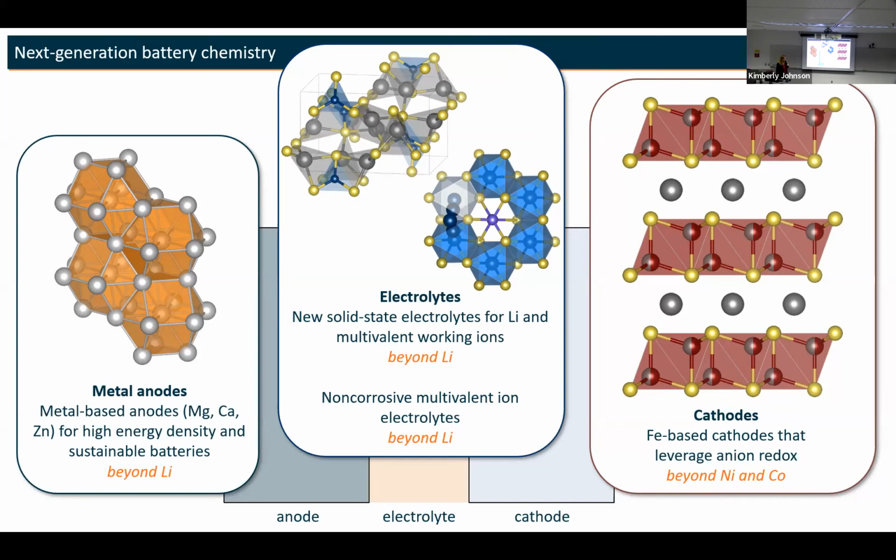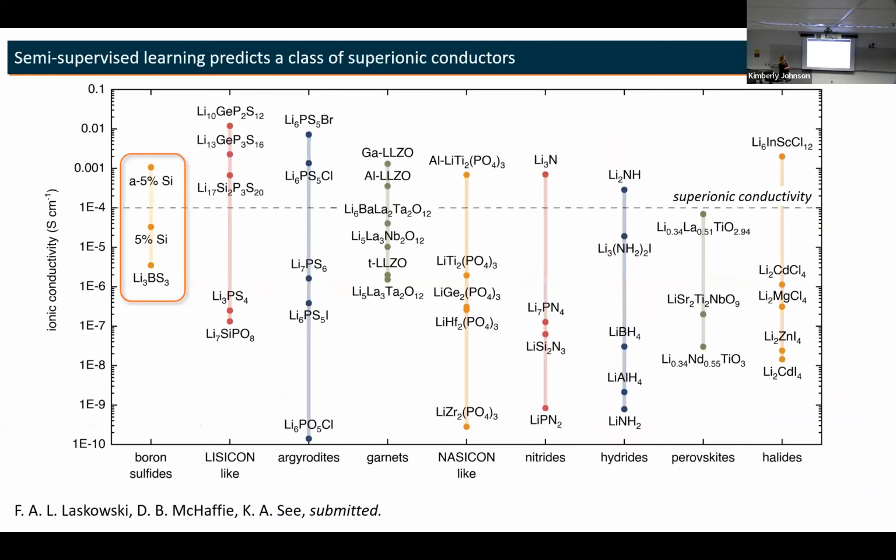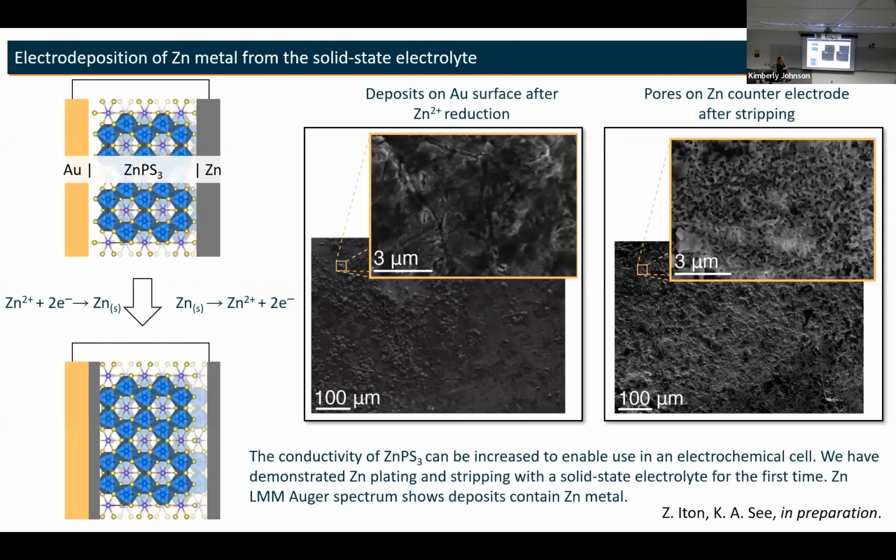And so just to highlight some things that we have coming out, we've been able to develop a new superionic lithium conductor. So this is a Li3BS3 phase that's substituted with silicon. And this came out of a semi-supervised learning approach that we developed that pointed us to this phase. And so we're really excited about that. And then in the ionics on the multivalent side, we've been able to show multivalent deposition and stripping from a solid-state electrolyte. So this is a phase that I love, that we've been working on for a long time. We've been able to increase the conductivity of this material and actually show that we can deposit zinc from it, from a solid, which we're very excited about.